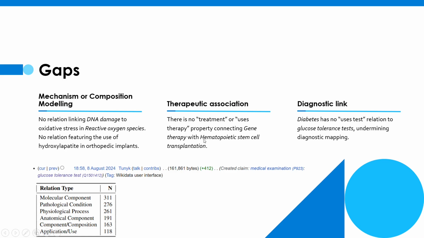For example, for hematopoietic stem cell transplantation, there is a gene therapy that is applied to the transplant prior to the transplantation process. So there is an association, but there is no representation of that for several treatments. Also, diabetes actually used to not have a relationship to glucose tolerance tests as a diagnostic method. But we found out that during the process of this work, someone has solved that issue and added glucose tolerance test, which actually proves the usefulness of what we have done as a work.